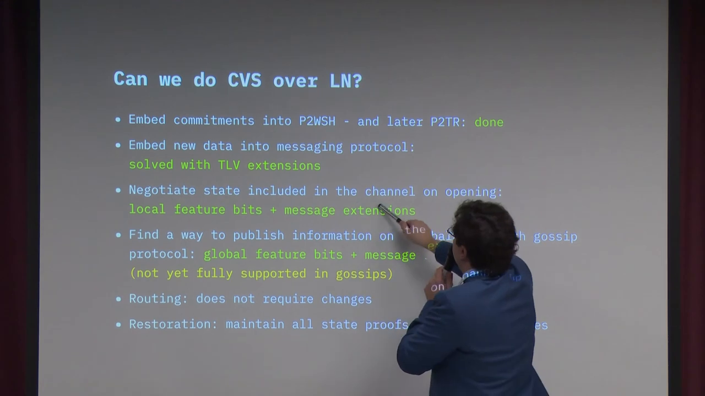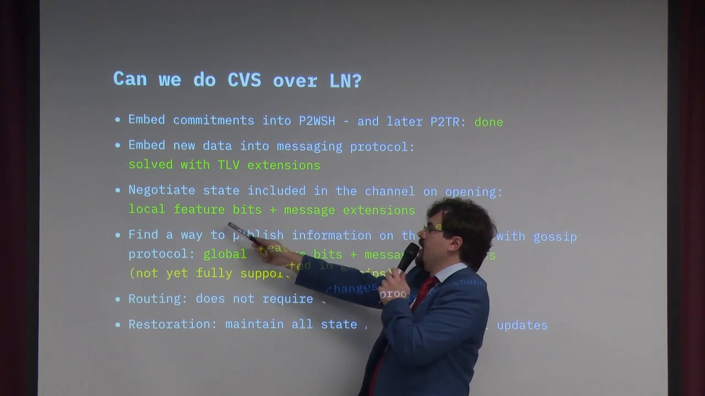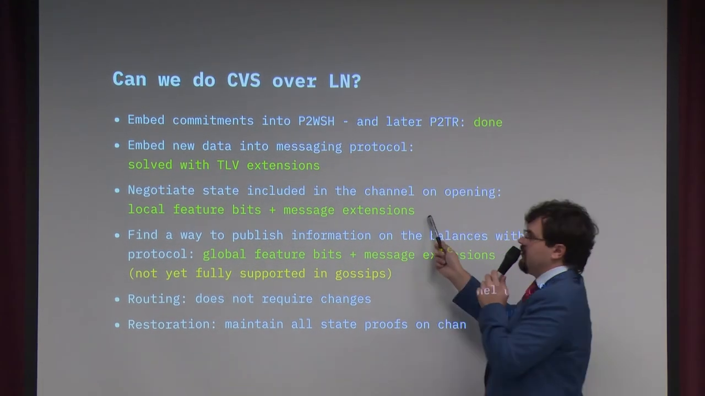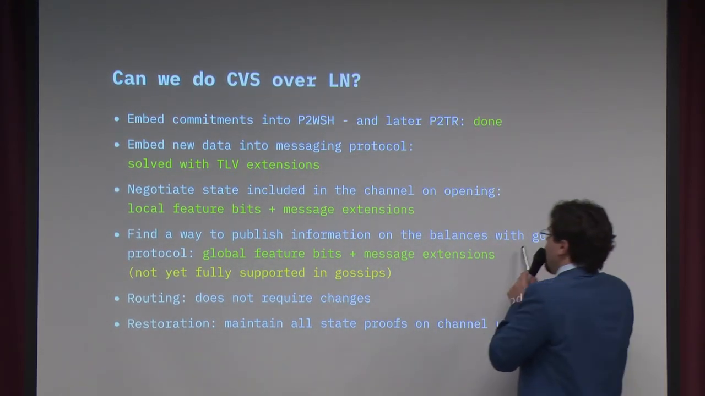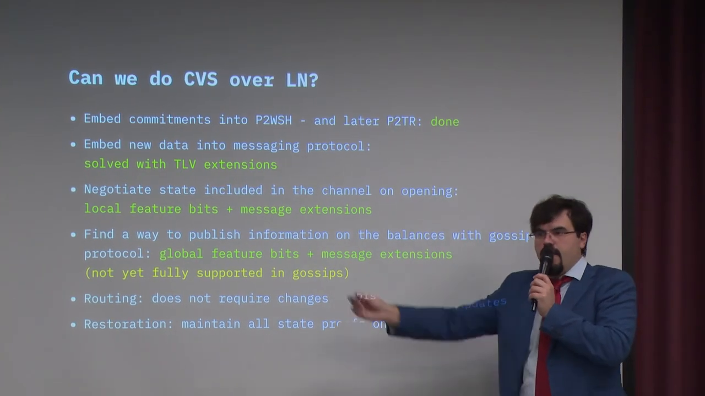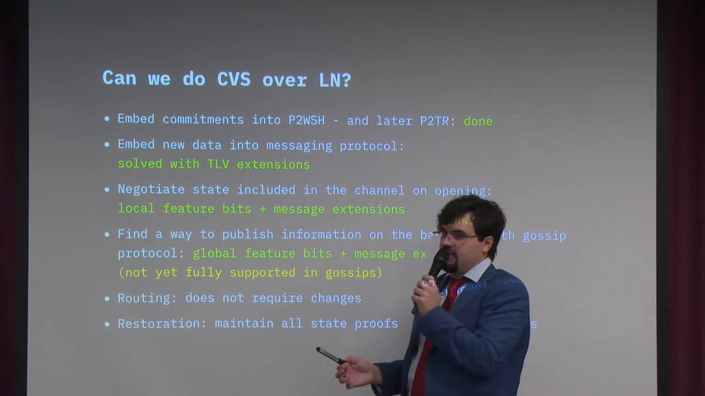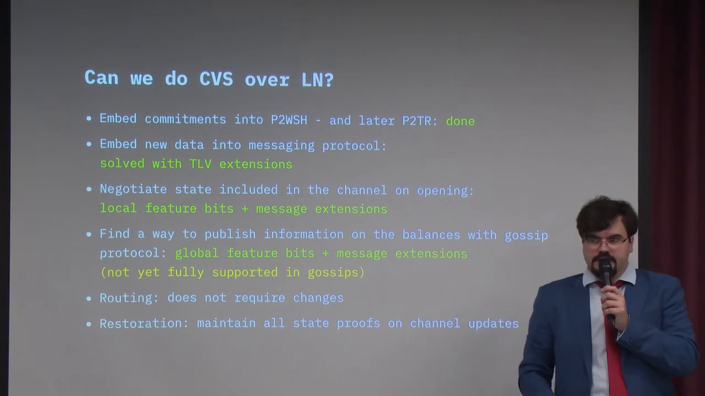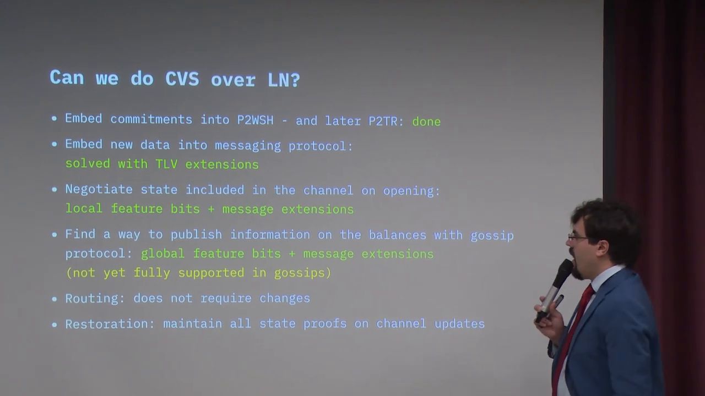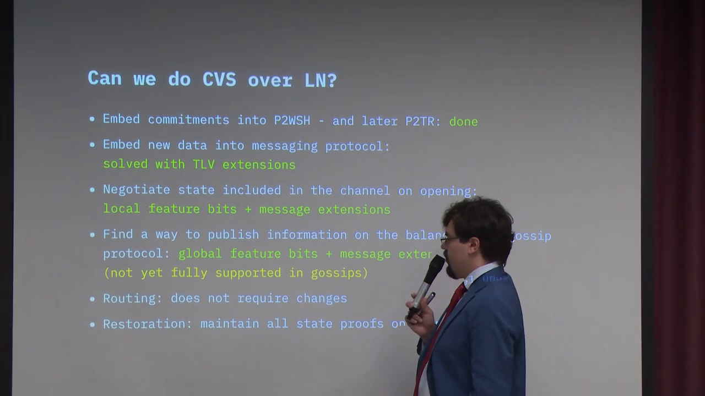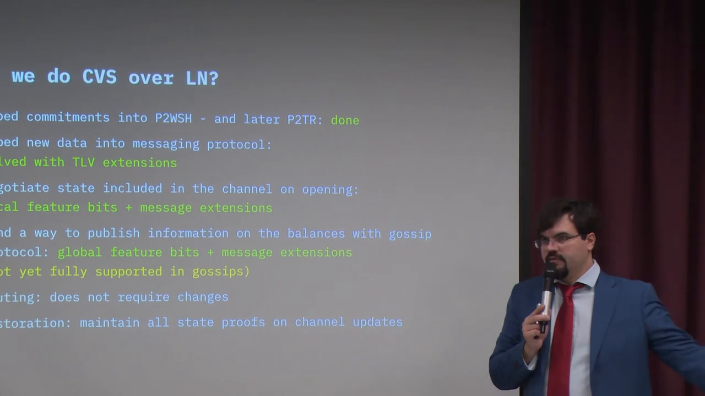We can negotiate state, including which assets are added, on the channel on opening. We can do that, announcing it with local feature bits and TLV message extensions on channel establishment. We can find a way to publish information on the balances with the gossip protocol to allow multi-hop payments in the assets. We can do that by adding TLV extensions to gossip messages, but they are not there yet. Capacities. And we don't need any changes for the routing and state restoration at all. I mean, if the wrong state version is being published.